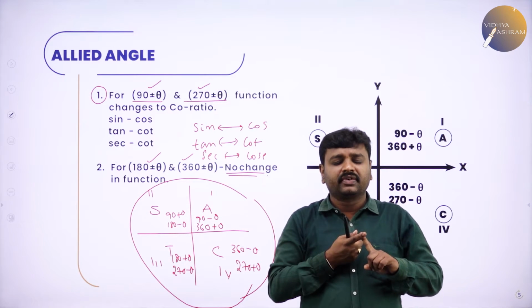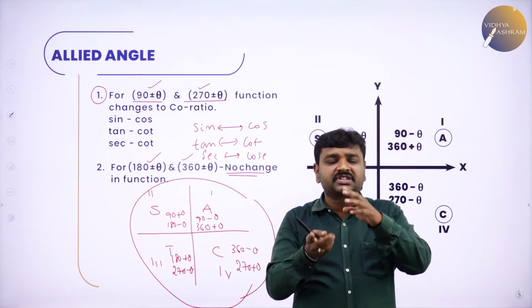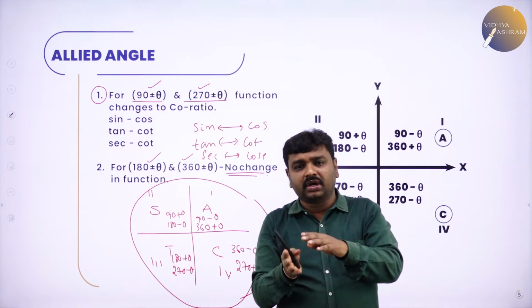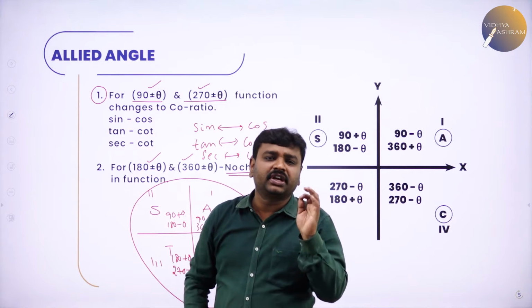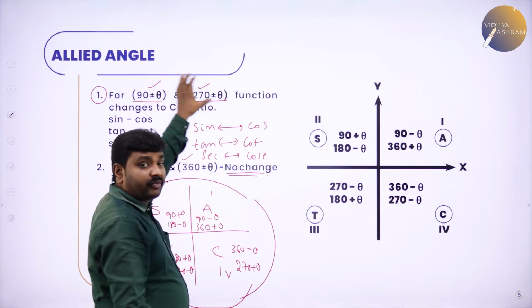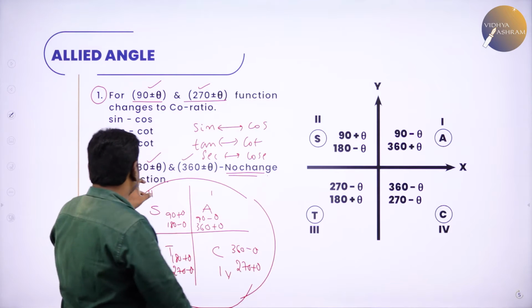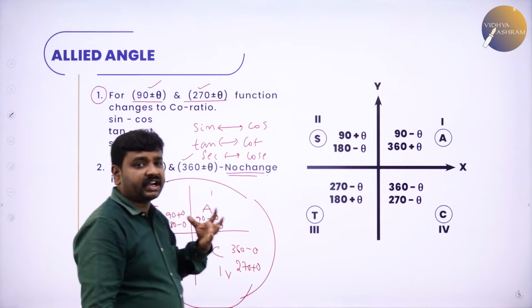What is rule number 1? For 90 and 270, the function changes to its co-ratio. If it is sine, it will become cos. If it is cos, it will become sine. Tan changes to cot and cot changes to tan. Secant changes to cosecant and cosecant changes to secant. When can you see change? Change is possible when the allied angle is in the form of 90 and 270. For 180 and 360, no change in the function. So with these two rules, you can write allied angles.